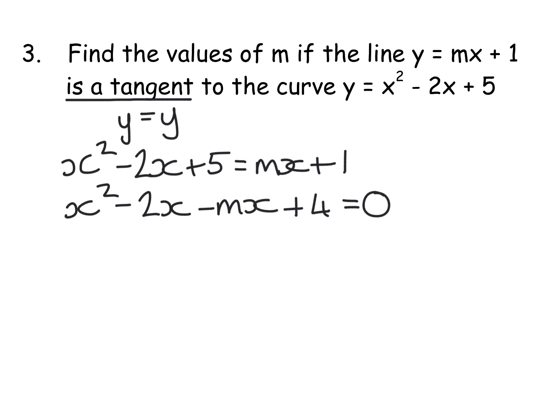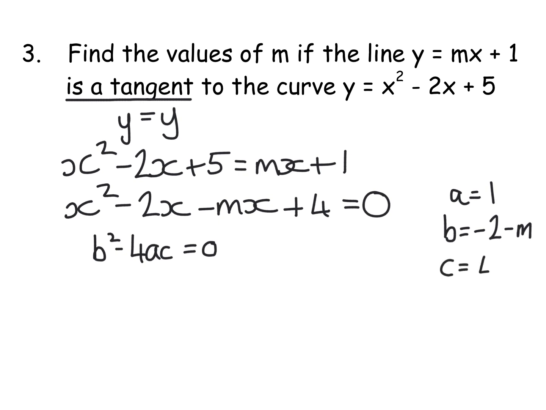Okay, so the next step in this question is obviously this doesn't factorise. Because they've told you this is a tangent, we know that we can set b squared minus 4ac equal to 0. Now I'm just going to go to the side and write down what a, b and c are, because this one's a bit more complicated. So a is in front of the x squared, which is 1. Now b is anything that is in front of an x. So we've got a minus 2 and we've got a minus m here in front of our x's. And c is the number on its own.